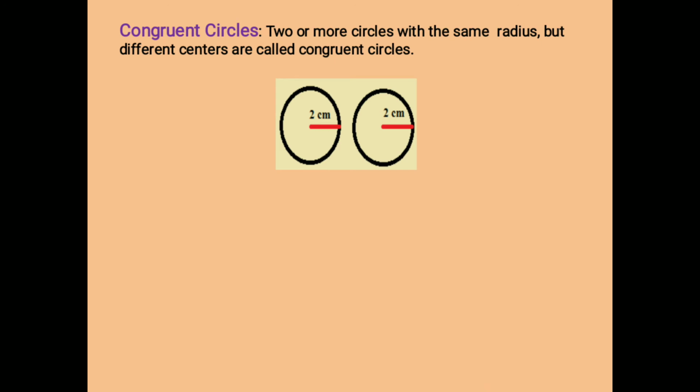Now we have another term, that is congruent circles. This is a simple one. Congruent circles are two circles having the same radius, that means having the same circumference and same area. Congruent circles are in fact 100% twin circles. As you can see in the figure, the first circle has a radius of 2 centimeter and it is the same with the second circle also. So these are congruent circles.